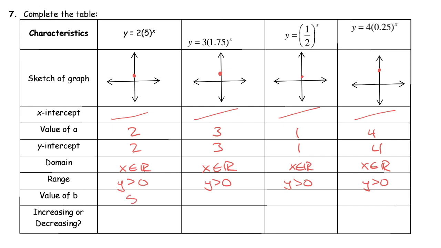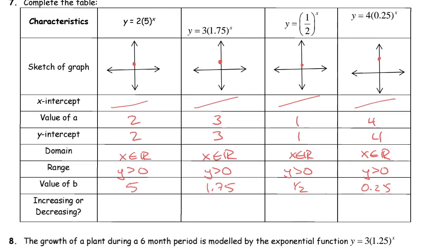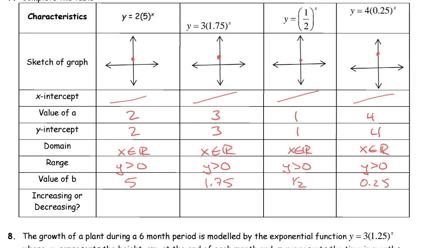So the value of b here is 5. The value of b is 1.75 here, 1/2 here, and 0.25 here. So am I increasing or decreasing? Well, bear in mind, that depends entirely on the value of b.